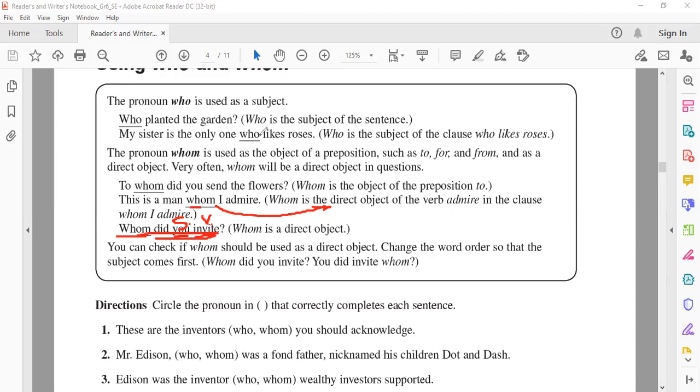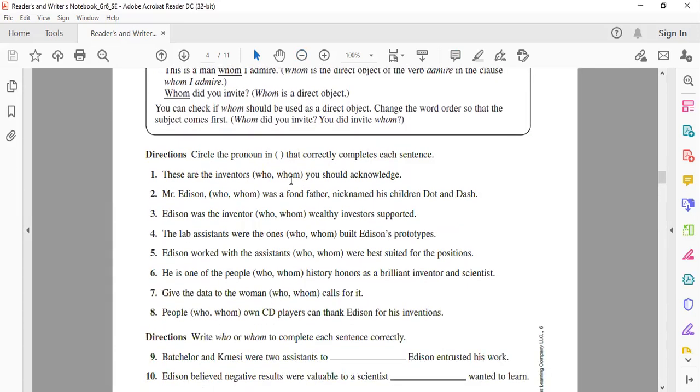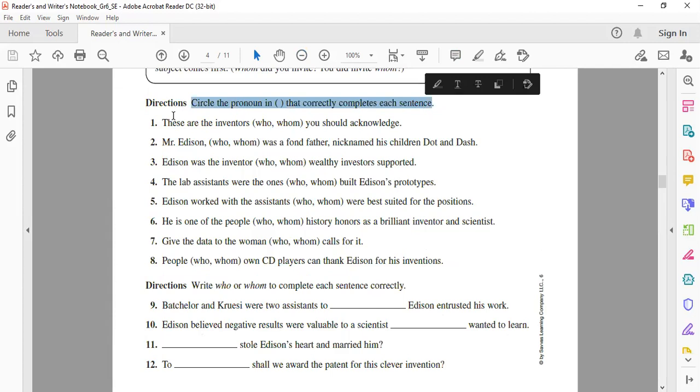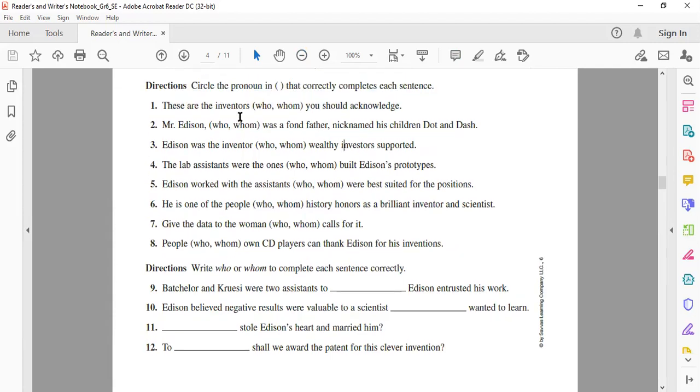Let's go now to a few questions to practice what we learned and to see if we can apply it together. Go ahead, Ghalia, and read for me the question, number 1. These are the inventors who or whom you should acknowledge. Now, choose for me who or whom.